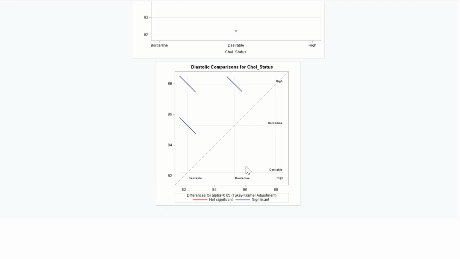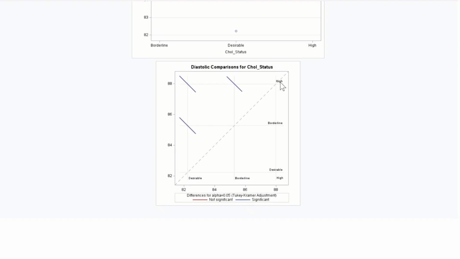And now here, SAS is comparing group to group. For example, let me explain this. This oblique line is the statistically significant line. If any of these lines touches this line, it means that it is not statistically significant. And if it is not statistically significant, the SAS results will give that line in dark brown.